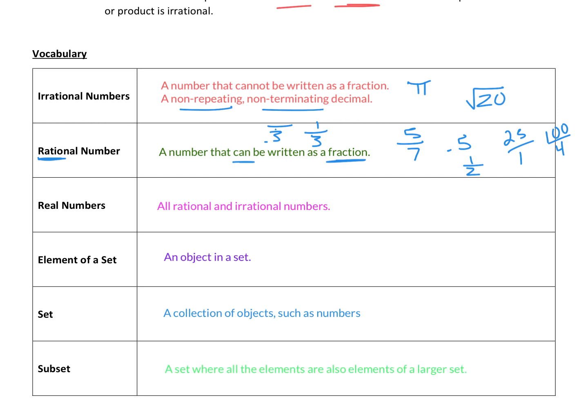And last, we have a subset. A subset is a set where all the elements are also elements of a larger set. Again, we will come back to this vocab in the next set of videos, and that will have all of this make even more sense.